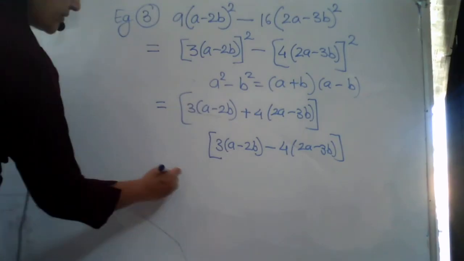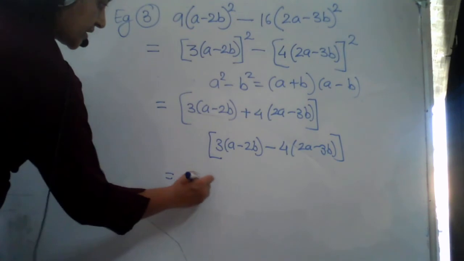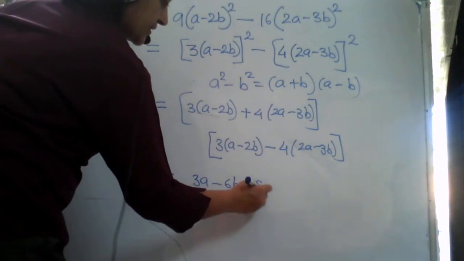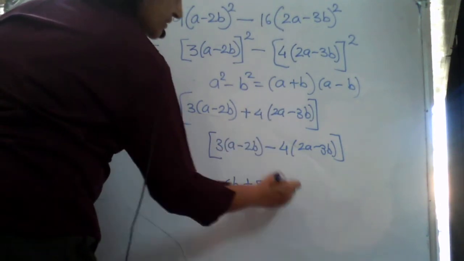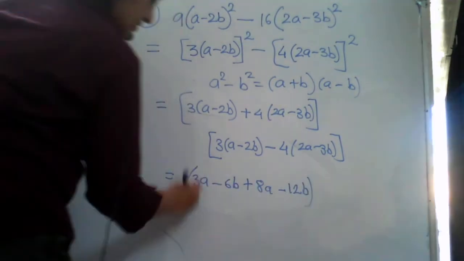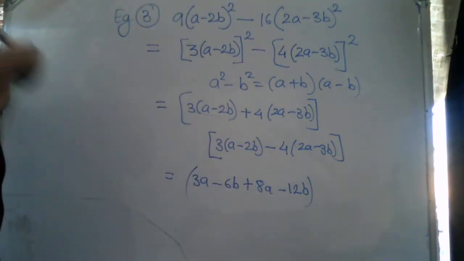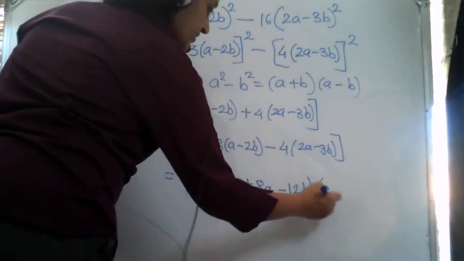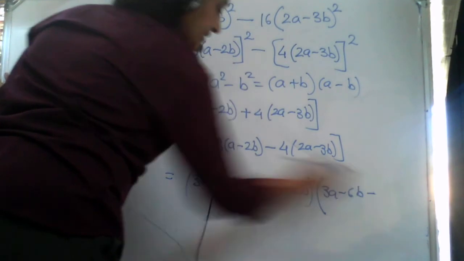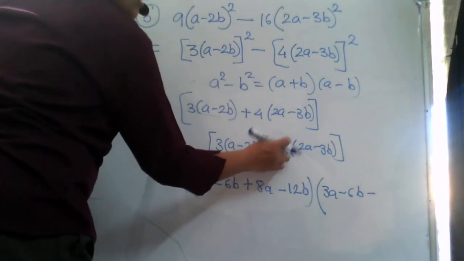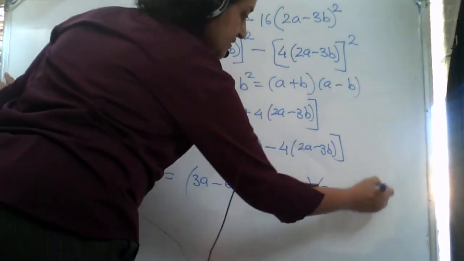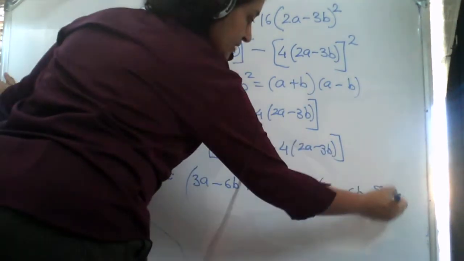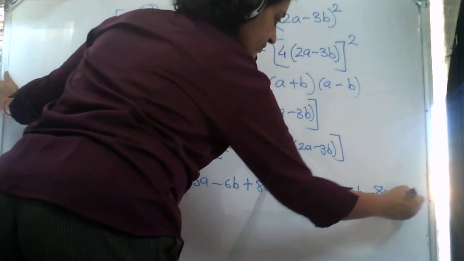Now this has to be solved. 3 into a, 3a, 3 into 2 is 6b, plus 4 2s are 8a, minus 4 3s are 12b. So now you can add and subtract the like terms. Similarly, this also has to be done. This will be 3a minus 6b, minus, here it is minus sign, you have to be careful. Minus 4 into 2a is minus 8a. Now minus 4 into minus 3b, minus into minus is plus, 4 3s is 12b.